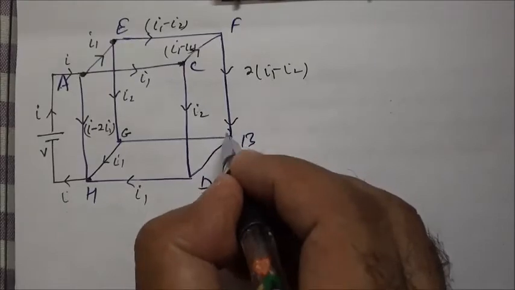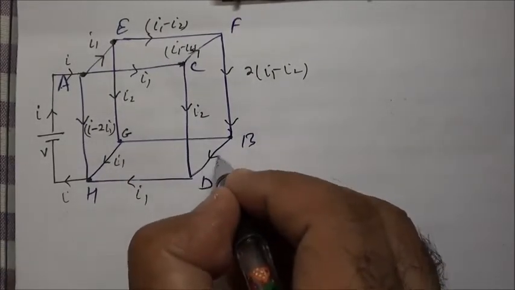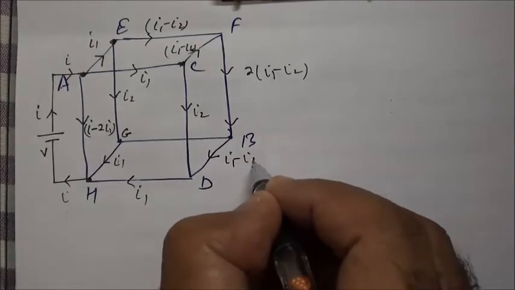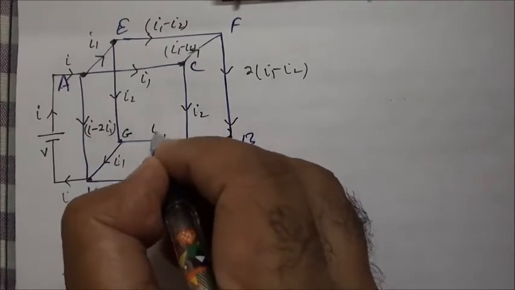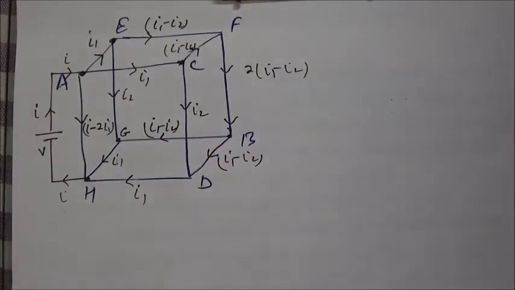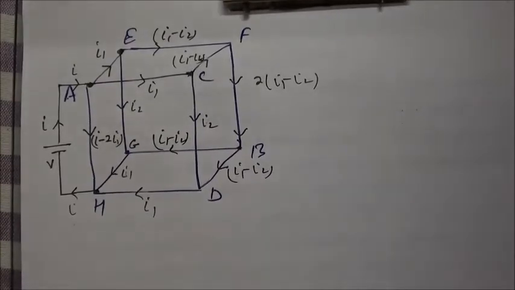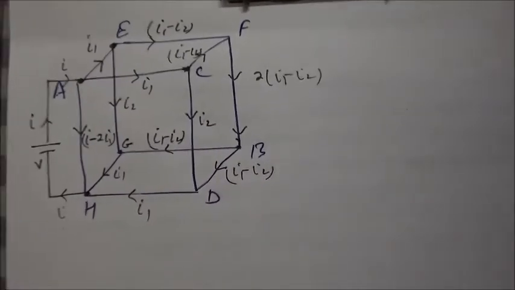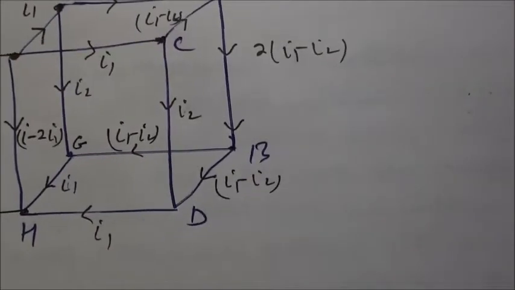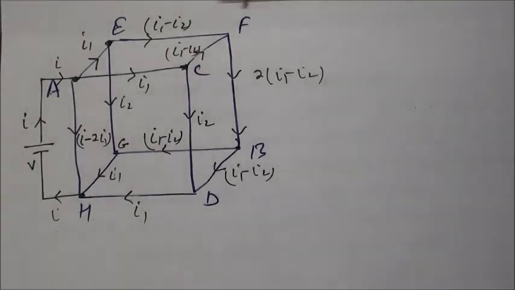And at this point we are getting I minus 2I1, two paths symmetrical. So I1 minus I2 here and I1 minus I2 here. So this is the current distribution. Just observe it very carefully, and we will frame again equations.